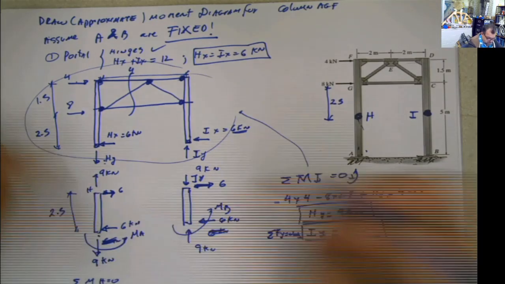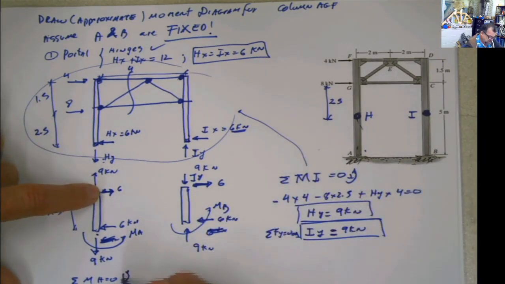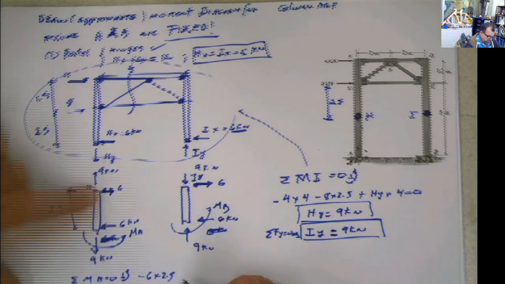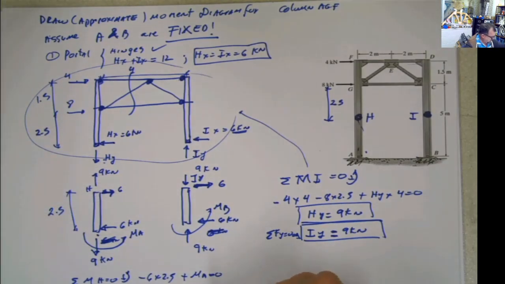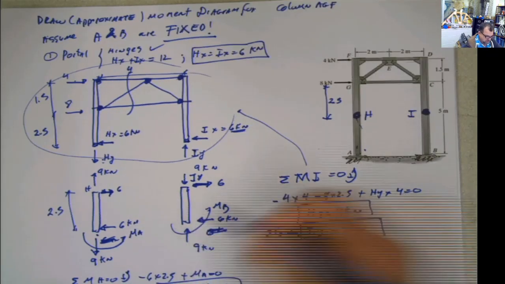Or at here, same difference, like my son says. So then you have negative 6 times 2.5 plus MA equals 0. And then you get MA equals 15 kilonewton meter. So I have already this value, and you can do the same thing and calculate this one if you need to.